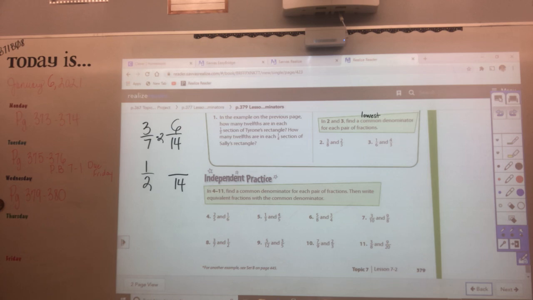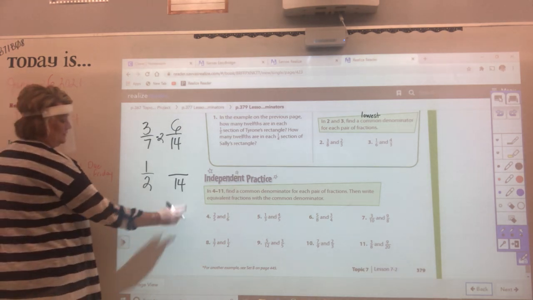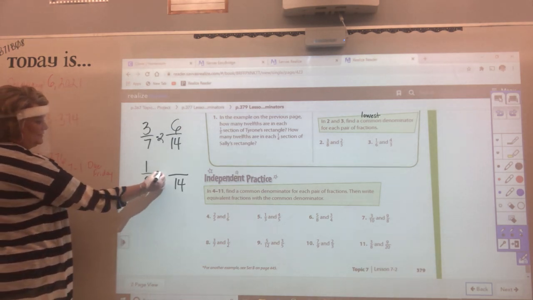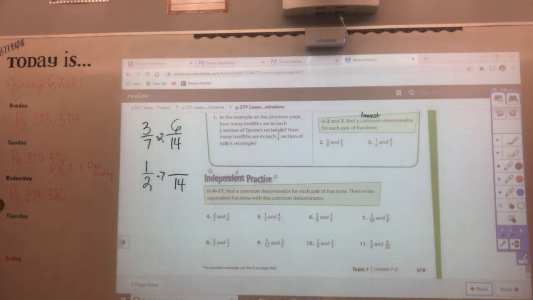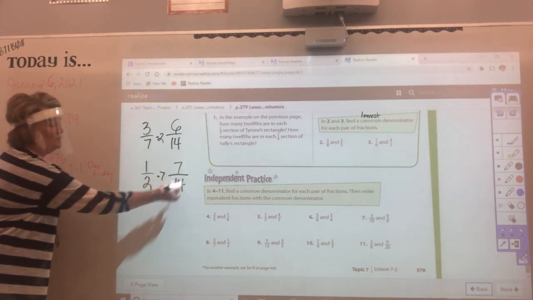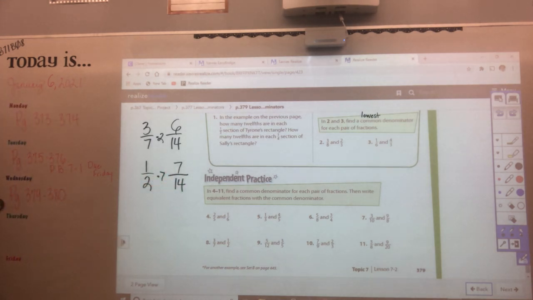Now in the bottom, how do we go from 7 to 14? We multiplied 7. Yes. So what's my top number then? You multiply the bottom times 7, you have to multiply the top times 7. 7. 6 14ths, 7 14ths.